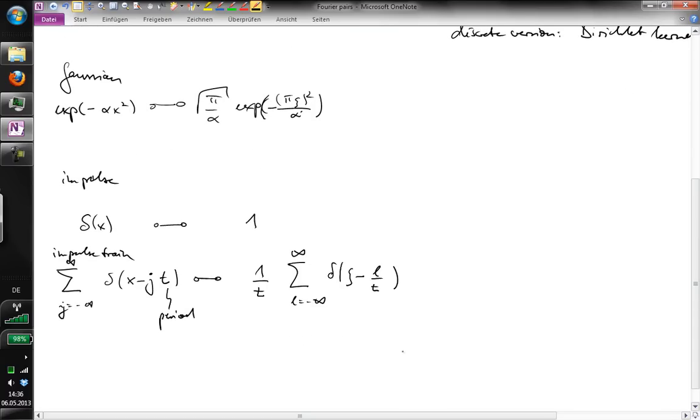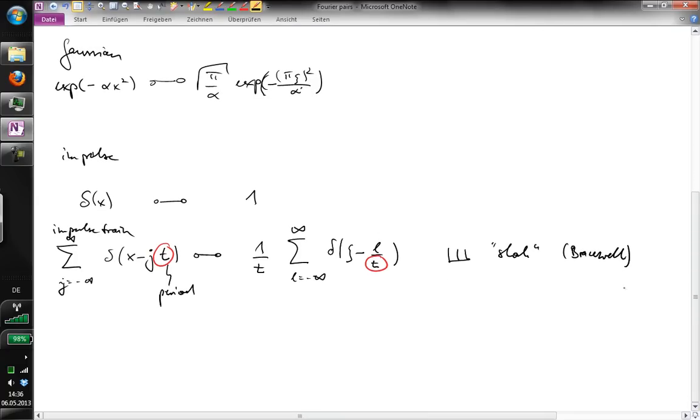Here you again see the scaling relation. So here T is in the numerator and there it's in the denominator. If I make one wider, the other one will become narrower. Typographically, this is sometimes represented by a letter from the Persian alphabet, which is called Shah. I think this notation was first used by Bracewell, who wrote an influential book on the Fourier transform and its properties.